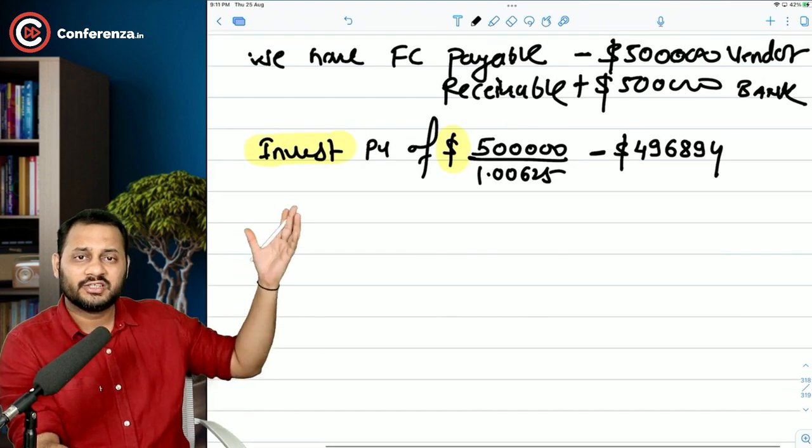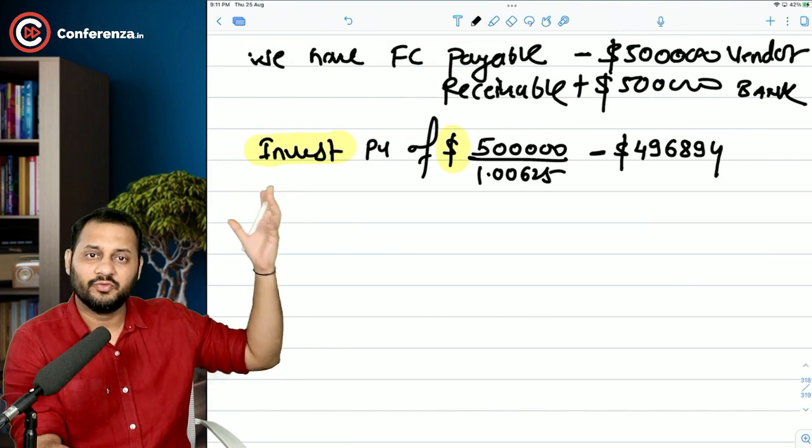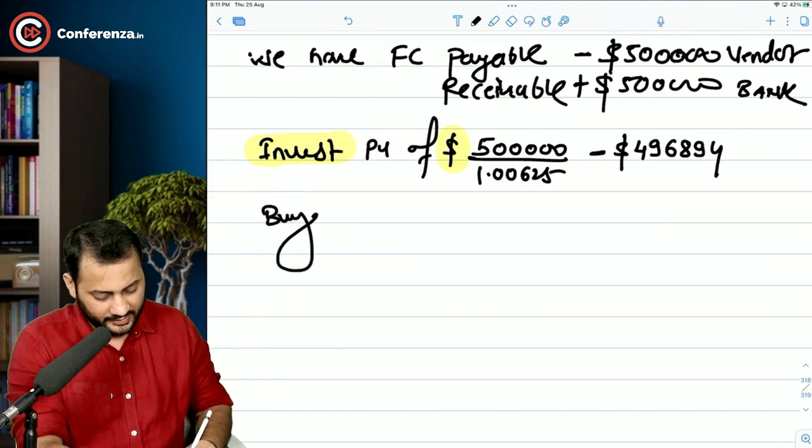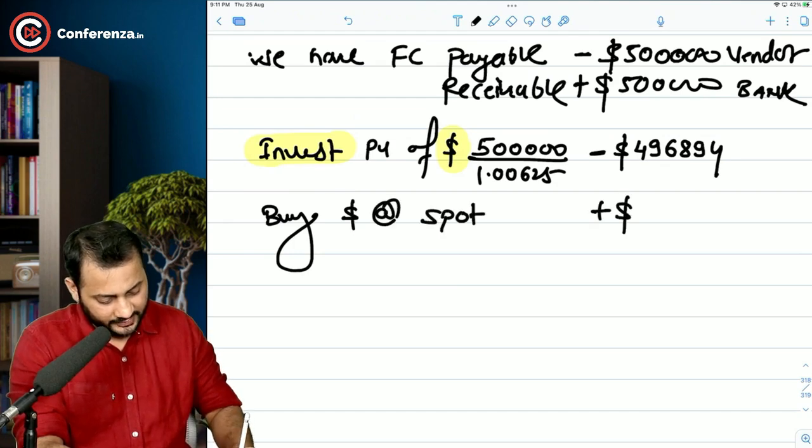How will you invest this dollar today? First, you will have to buy this dollar. Buy dollar at spot. So let's buy it.